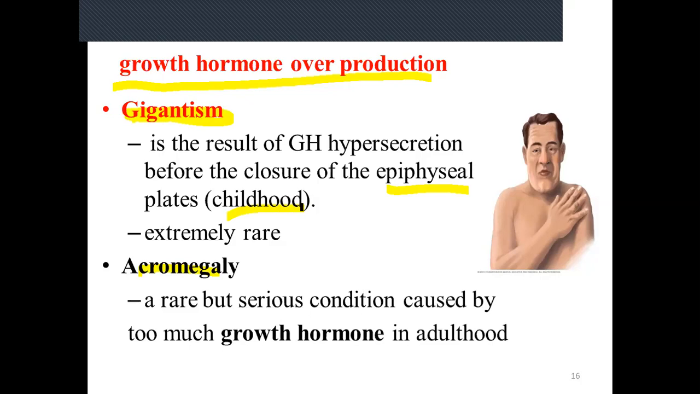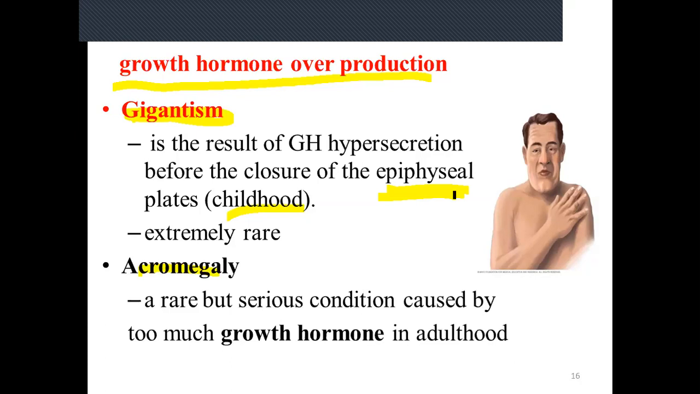Before the closure of these plates, a child can have linear growth, mostly up to the age of 22, between 22 and 25, which is the peak growth we expect, especially in terms of linear growth in a child. But after that, mostly there is closure of the epiphyseal plates. After that, the growth will be horizontal growth. Otherwise, it is very unlikely to have growth after that.